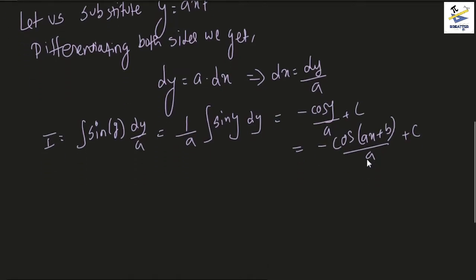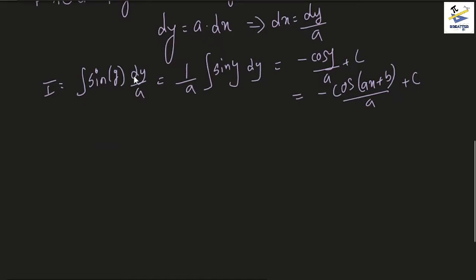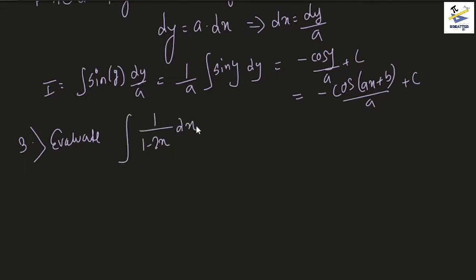So as you see, this kind of integrals can be solved by using simple substitutions, but obviously there are harder ones. So let us try to find out another integral. Evaluate the integral of 1 by 1 minus 2x dx.